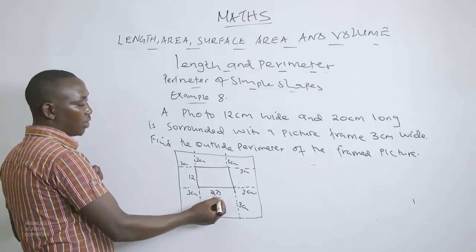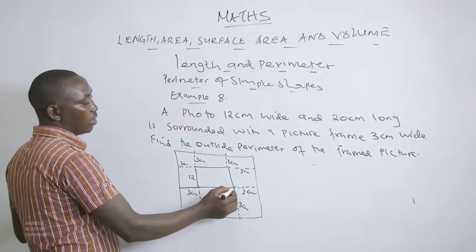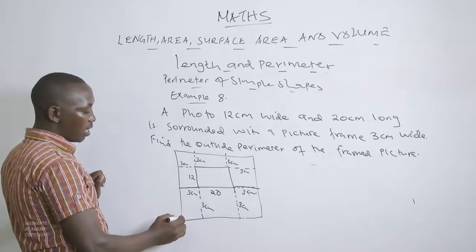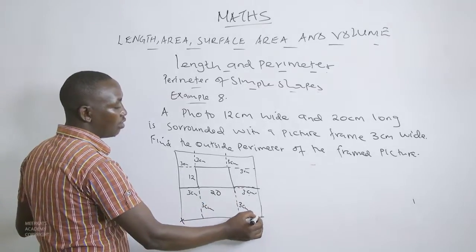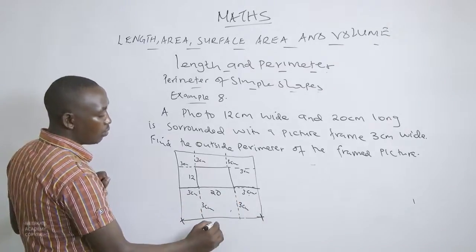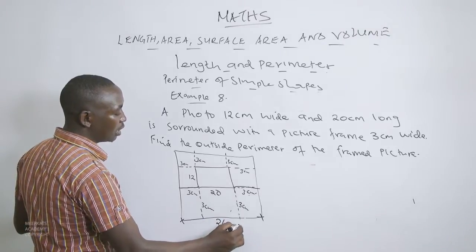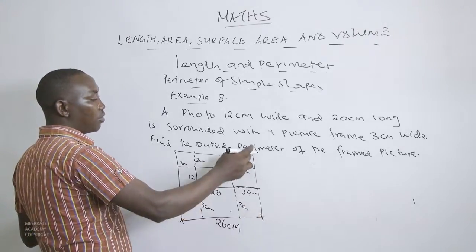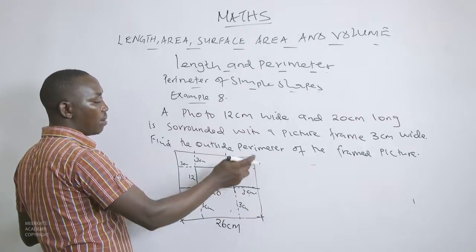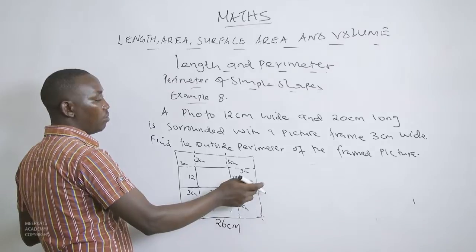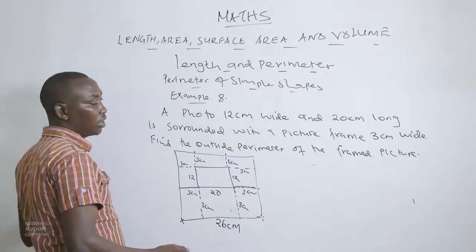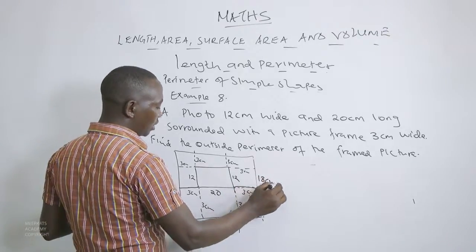Now given that this is 20 and we are adding another 2 sides which are 3 centimeters and 3 centimeters on the other side, our new length of the frame shall be 3 plus 20 plus 3, which is 26 centimeters. Then from here up to here we are told that this is 12. So the distance from here up to here shall be 3 plus 12 plus 3. That will be 12 plus 6, which gives us 18 centimeters.